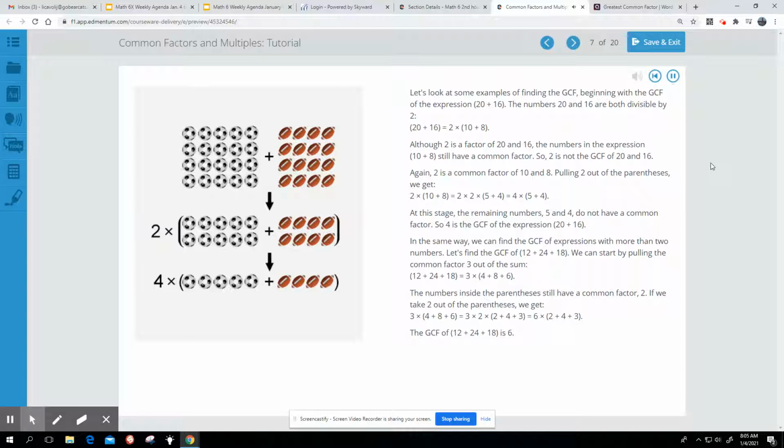The numbers inside the parentheses still have a common factor, 2. If we take 2 out of the parentheses, we get 3 times the sum of 4 plus 8 plus 6 equals 3 times 2 times the sum of 2 plus 4 plus 3 equals 6 times the sum of 2 plus 4 plus 3. The GCF of 12 plus 24 plus 18 is 6.